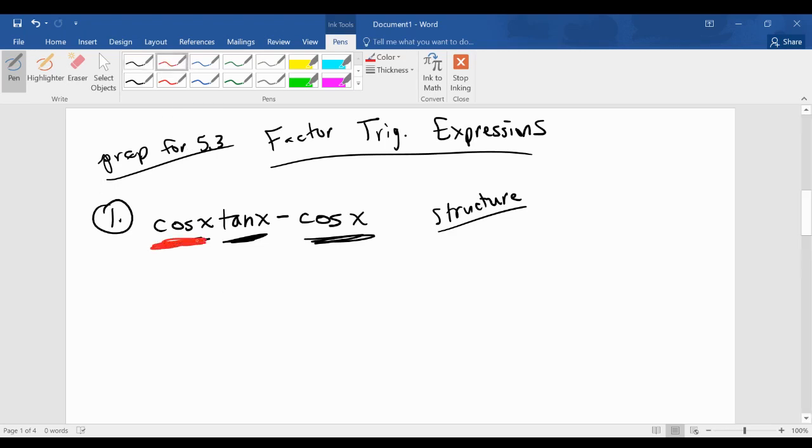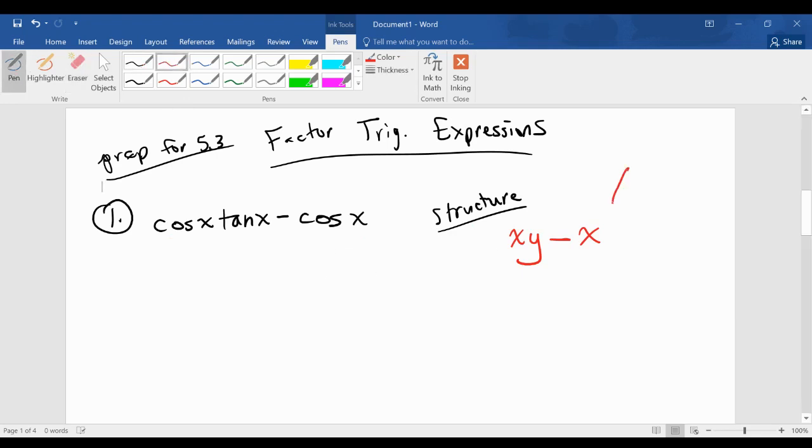So instead of cosine, because cosine is kind of freaking me out, I'm going to just put x to take the place. And then tangent is something different, so I can't call that x, so I'll call it y. And then there's a minus sign. And then cosine, should I call that z? Is that something new, or does that match something we had before? It matches something we had before that I used x to take the place of. So basically, I've just replaced cosine with x and replaced tangent with y.